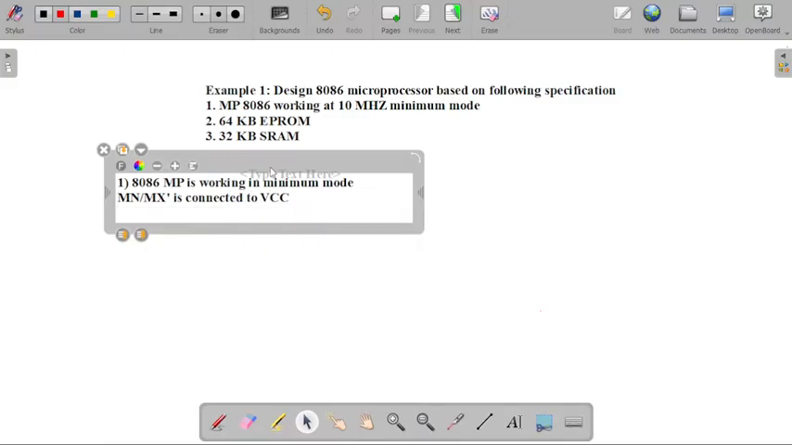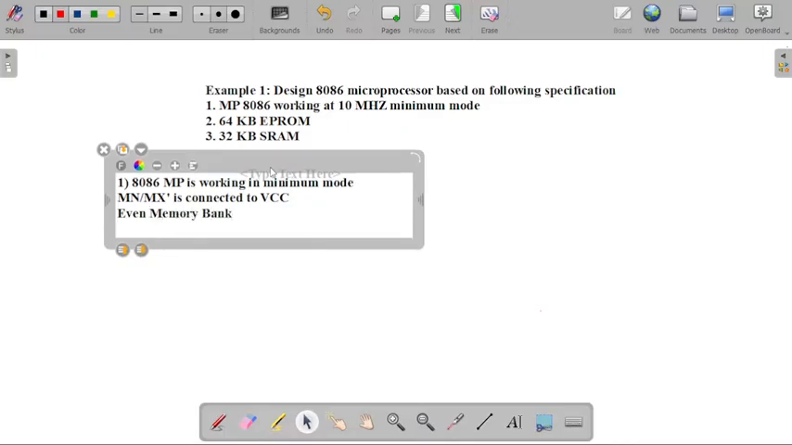Now we have two types of memory bank available in our 8086 processor. The first one is the even memory bank and the second one is the odd memory bank. Whenever we write the even memory bank, we have to remember that this even memory bank will be connected to the A0 line of our address bus. And the odd memory bank will be connected to the bus high enable signal of our 8086 microprocessor.